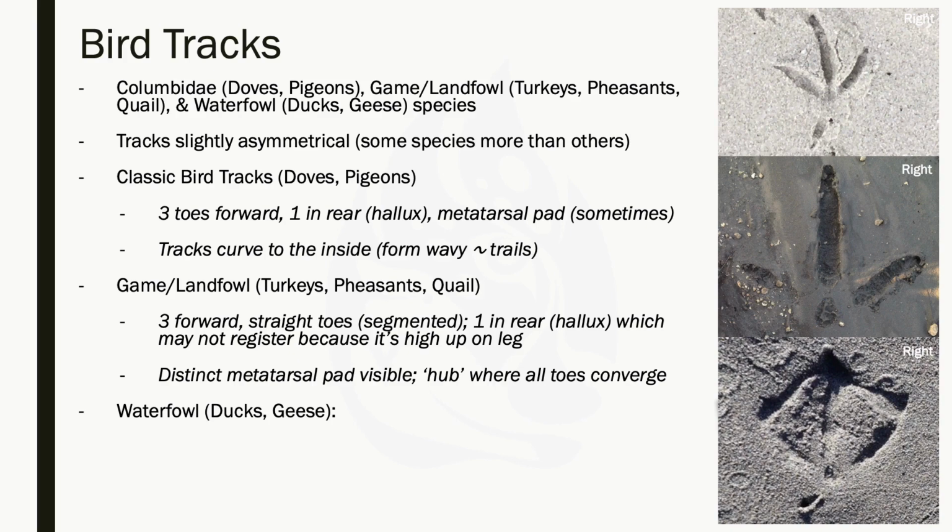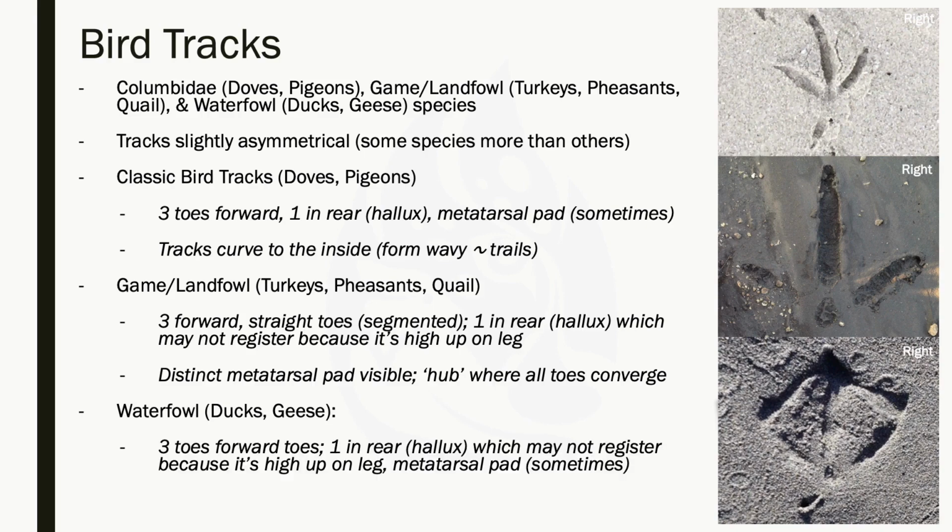And then the final track here at the bottom is an example of a waterfowl track. So again, these are your ducks and your geese. They also have, like all bird species, 3 toes that are forward facing, pointing mostly north, and you can see them outlined here. Okay, and they also have a hallux as well, but in many cases the hallux may not show up. We do see this one showing up. You can see it's just a small little segment here. It's also high up on the leg, like it is with game and landfowl, so it doesn't consistently register.